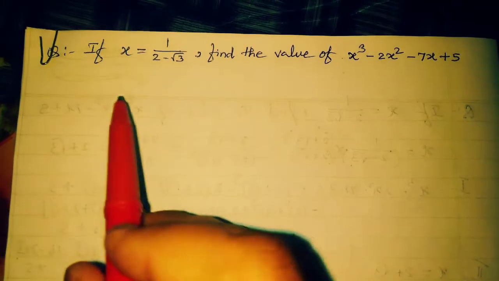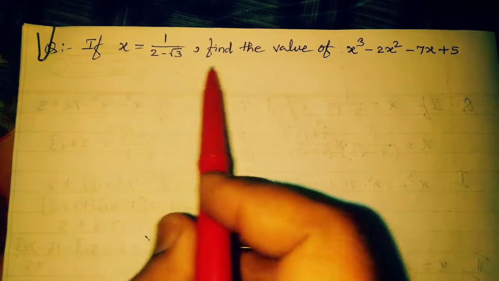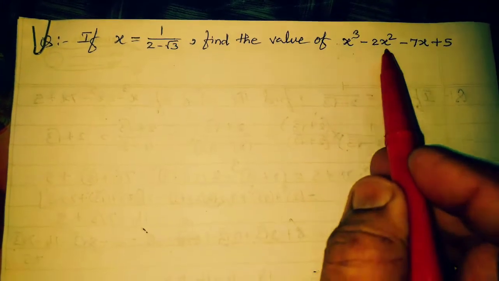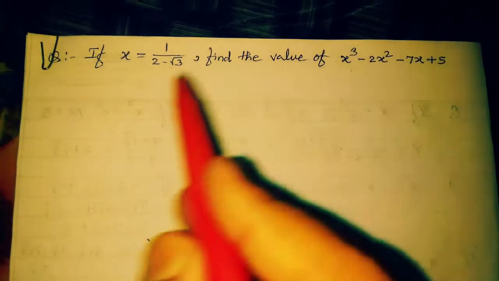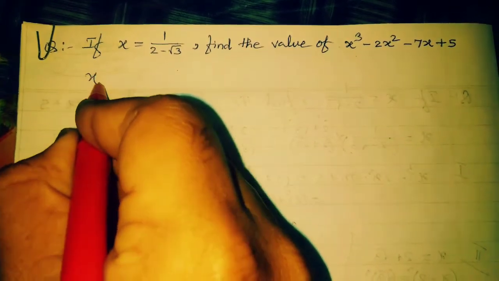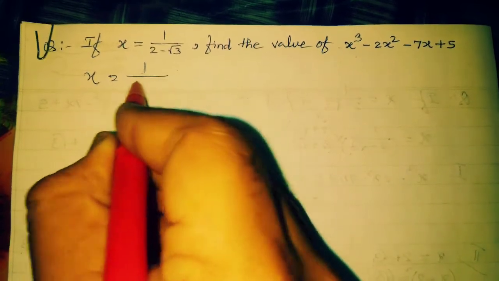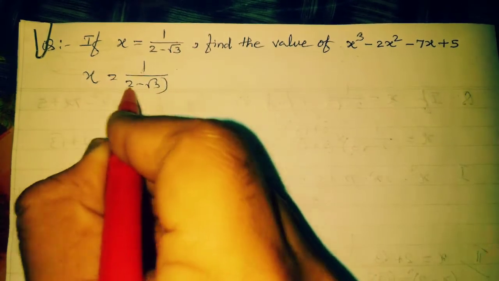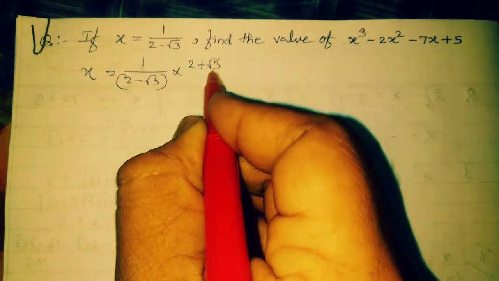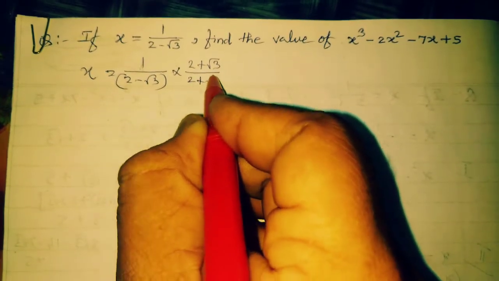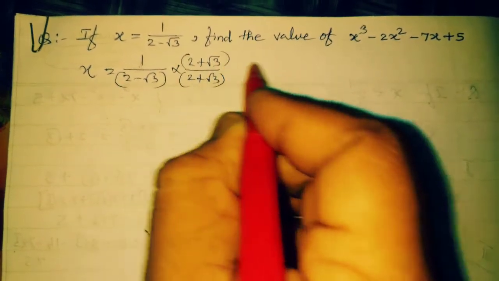In this question it is given the value of x and we have to find out x cube minus 2x square minus 7x plus 5. Now let's see how to do this one. First of all we'll rationalize x. So x is given as 1 by 2 minus root 3. So the rationalizing factor of 2 minus root 3 is 2 plus root 3. So multiply the numerator and denominator by 2 plus root 3.